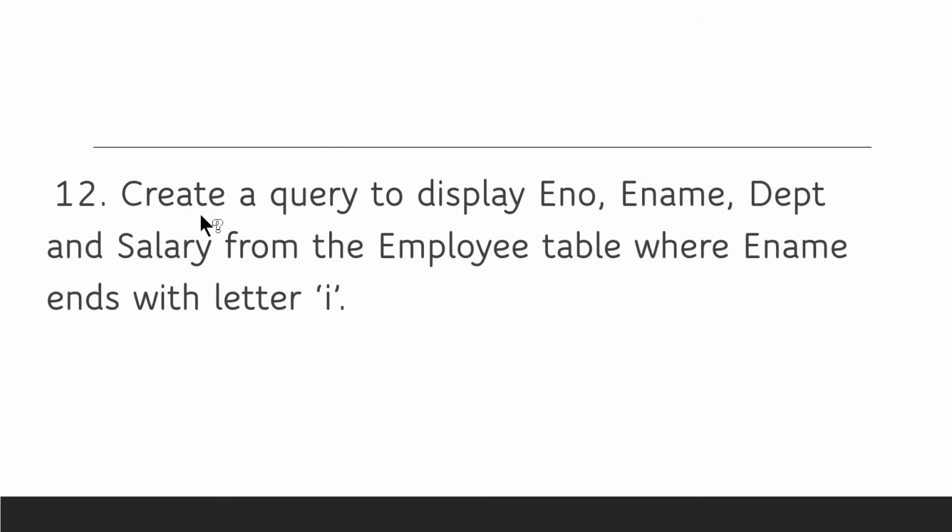The next question is create a query to display employee number, employee name, department and salary from the employee table where employee name ends with the letter I. For this also we have to make use of the like operator. Last letter of the name has to be I. It has to be preceded by a series of characters.